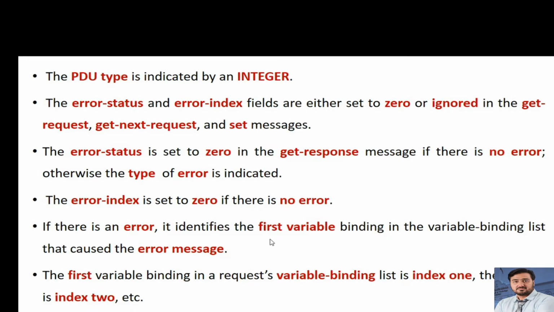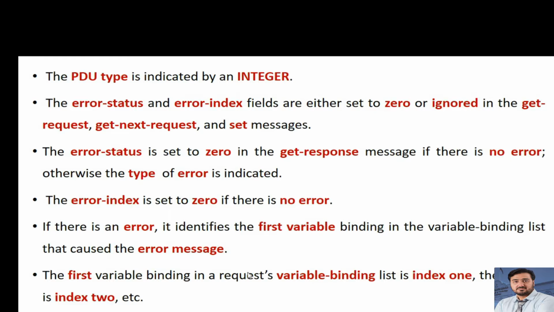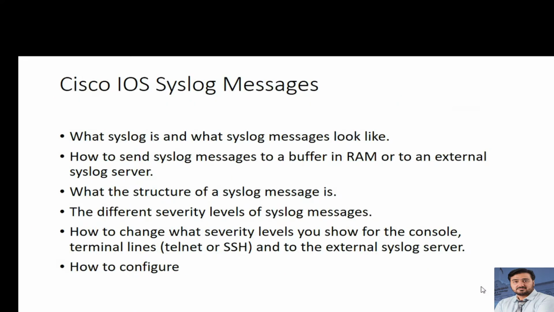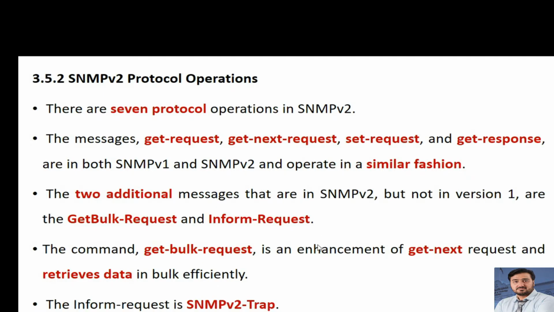If there is an error, it indicates which variable binding in the variable binding list caused the error. Here it will show the first object value and some error message. The first variable binding in the request variable binding list has index 1, then the second index, and so on. So this is all about SNMP version 2. Now let me finish this one, and then we will discuss the SNMP version 2 protocol operations.